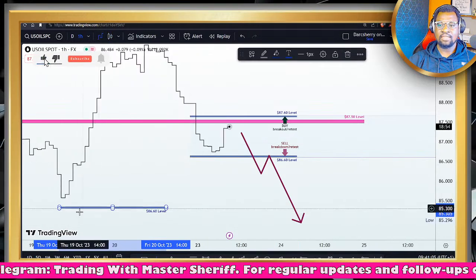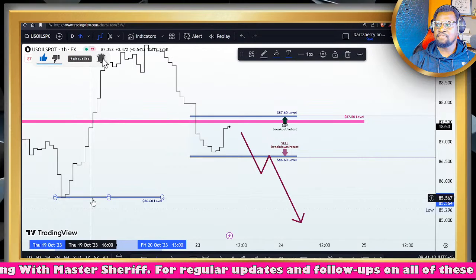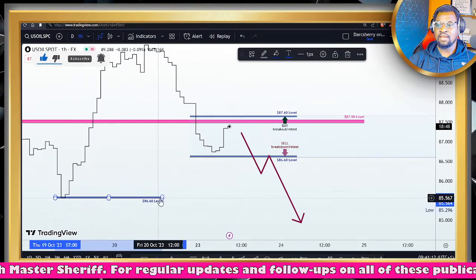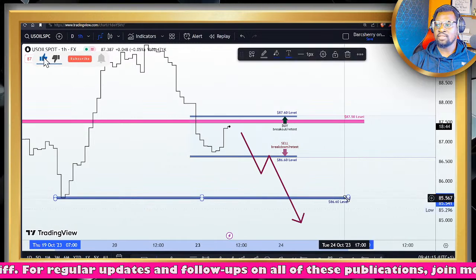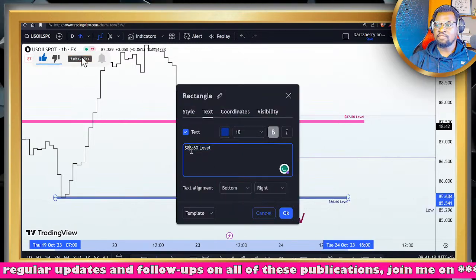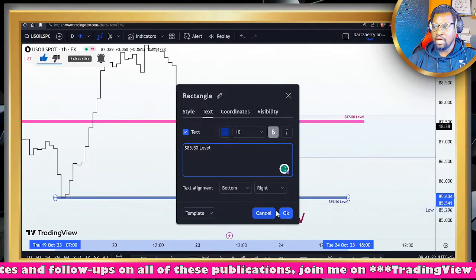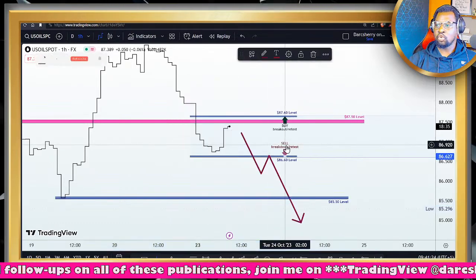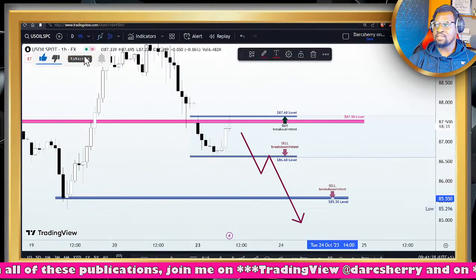Let me bring out my line chart here and let's mark out this level at the $85.50 area. So we do want to be marking that level out on our chart. So if price action goes on to break down that structure, we'll definitely be looking out for more selling opportunities in this market.